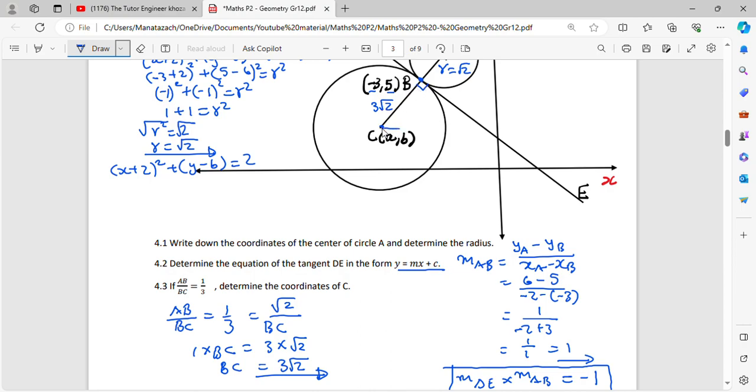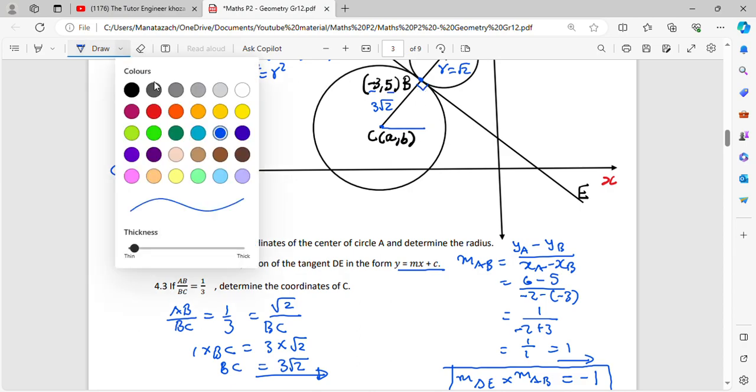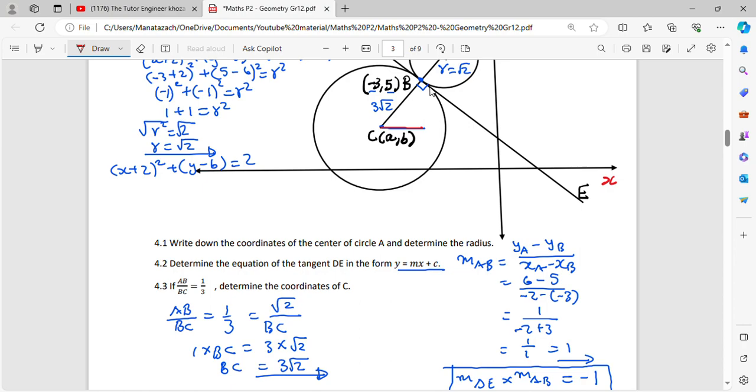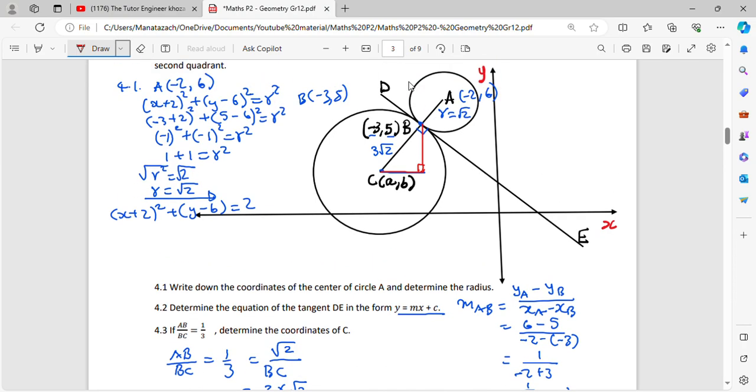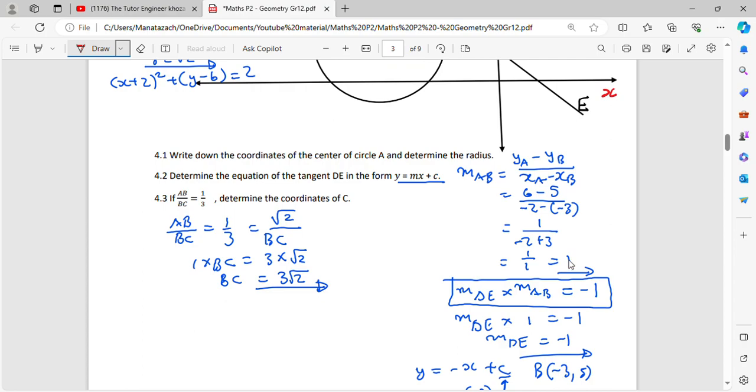Now let's make a diagram. In fact, let's start changing colors from here. Choose a red color. Here, let's make a diagram like this to find the coordinates of C. So it will be something perpendicular. So with the gradient for AB, we said it was 45. So the gradient for AB, I'm sorry, it was 1.